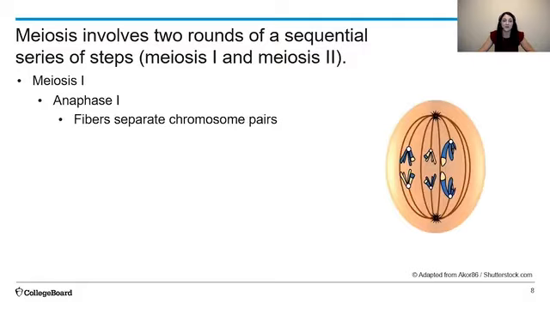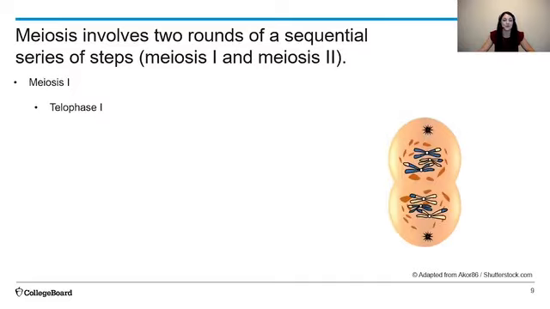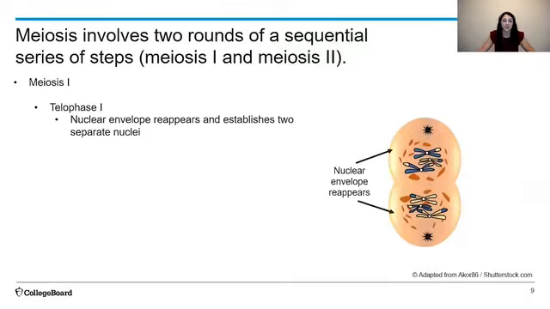After that, in anaphase 1, fibers are going to separate those chromosome pairs, and so we have these double chromosomes moving to opposite ends of the cell. In telophase 1, the nuclear envelope begins to reappear and establishes 2 separate nuclei. Each nucleus, you'll notice, has 1 double chromosome from those pairs.